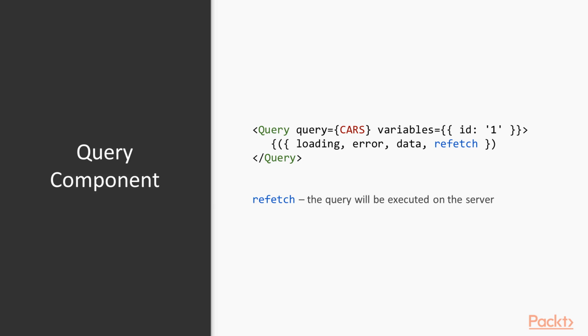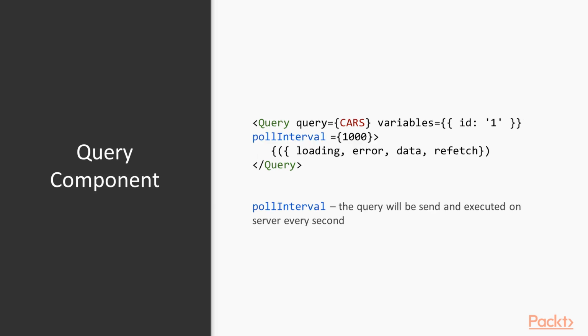There are a few options that we can sync our query component with the server. The first one is by calling the refetch function. We already did that. By calling that function, a query will be sent to the server and we will bypass the cache. The second option is by adding a pollInterval prop to the query component. It takes milliseconds, and in this example, we will refetch data from the server every 1 second.